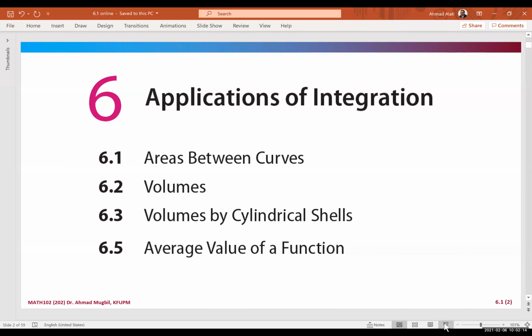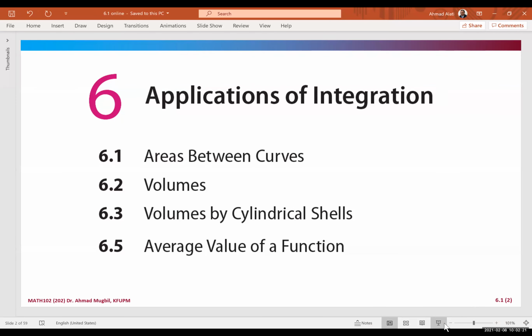Chapter 6 is about the applications of integration. In the first section, we will have areas between curves. And this is not new, by the way. We have started also chapter 5 with areas. But now we will generalize the idea to any curves or even more than one or two curves.